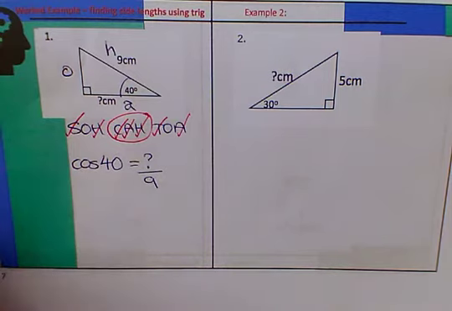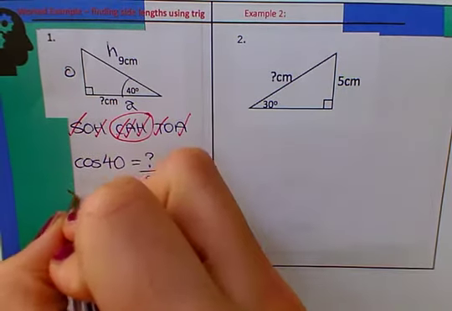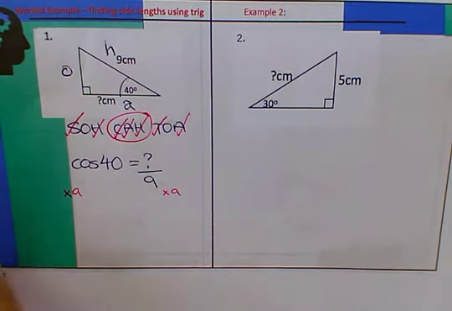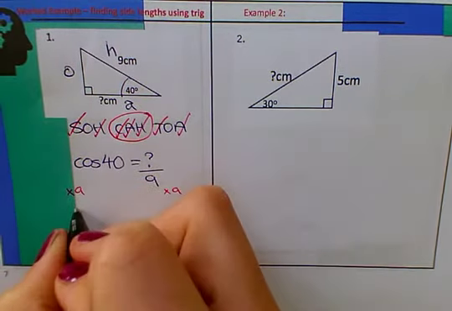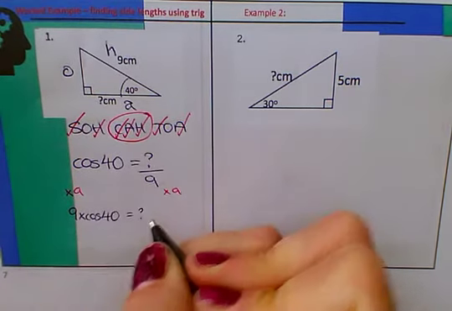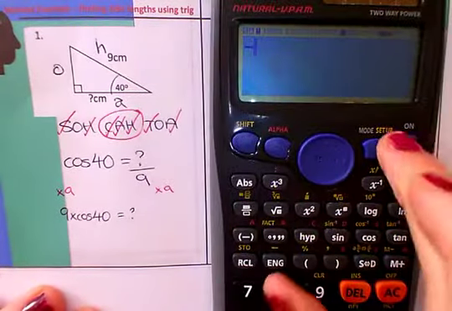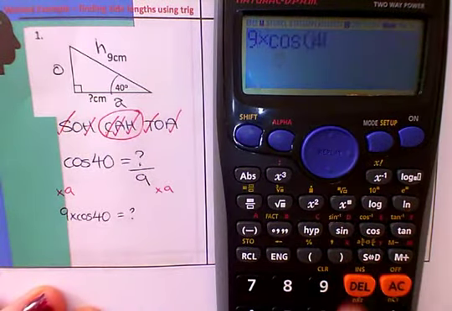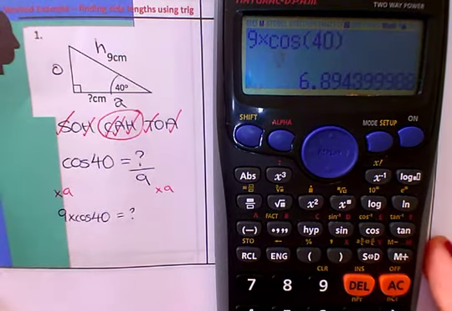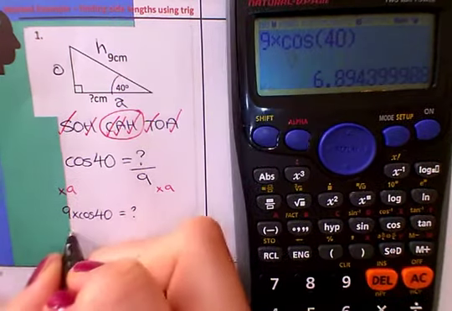Now remember here, to rearrange to find what the question mark is, we want to times both sides by 9, because that eliminates 9 from the denominator. So 9 times cos 40 is equal to my question mark, and then I can do that using my calculator. So 9 times cos of 40 gives me an answer of 6.89 to 2 decimal places.